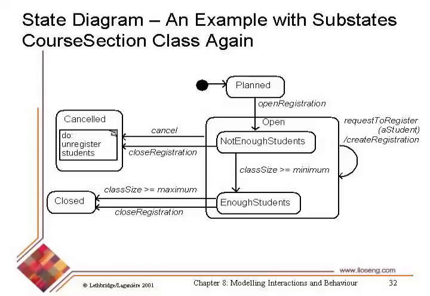Okay, so we're going to model the course section class, which we saw the diagram of a short while back. The course diagram class is on slide 32, also on an earlier slide, as I said, where we didn't have the nested state. So we have planned, open, not enough students, open, enough students, cancel, closed.